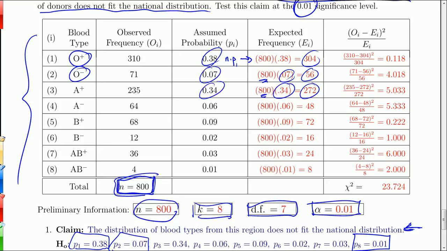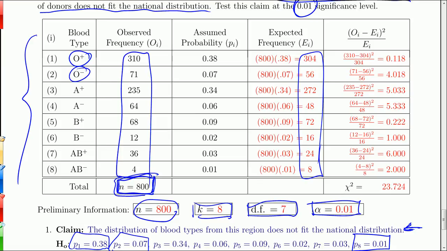So if there were 800 donors, and if it matched the national probabilities or the national distribution, this is actually how many you would expect in each category. And these are what you got. So we're going to subtract the observed minus the expected, square it, and divide by the expected.